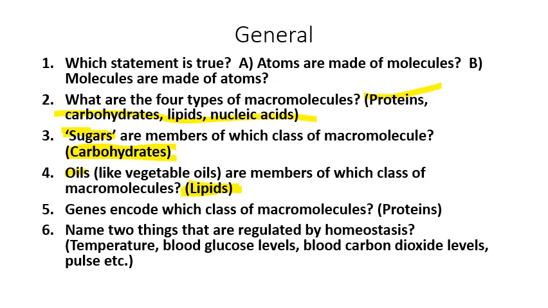Genes build proteins, and then the proteins build the other macromolecules. So the proteins catalyze. Some of the proteins are things called enzymes, which mediate chemical reactions, and those specific chemical reactions are used to create carbohydrates, nucleic acids, and lipids. And then name any 2 things that are regulated homeostatically. So that would be body temperature, blood pressure, blood glucose levels, the amount of carbon dioxide in the blood, the pulse, the heart rate. All of those things are controlled homeostatically.